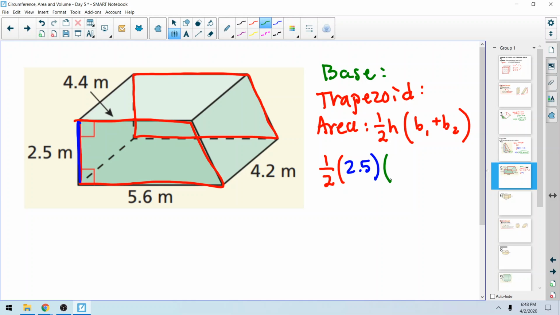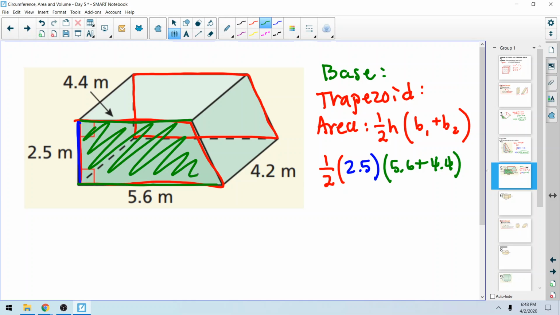Times base 1 plus base 2. A trapezoid has two bases. One's on the bottom and one's on the top. So base 1, 5.6, plus base 2, 4.4. That will get you the area of the trapezoid, which is the area of the base. So 1/2 times 2.5 times parenthesis 5.6 plus 4.4, close the parenthesis, hit enter, I'm getting 12.5.